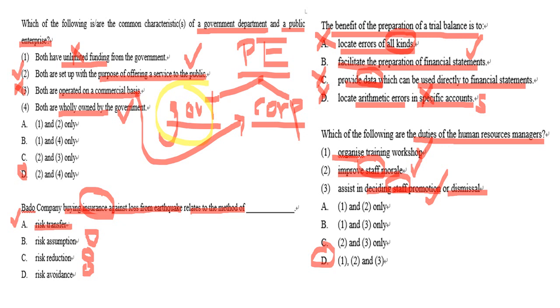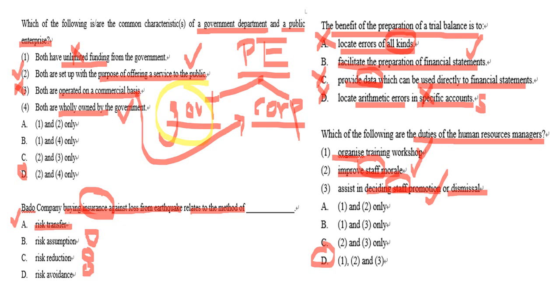D, wrong again. Locate arithmetic errors in specific accounts. Specific is wrong because, such as a sales account, we cannot know exactly what the balance of the sales account would be. So we cannot make use of the trial balance to check the overall balance in a sales account or specific accounts.